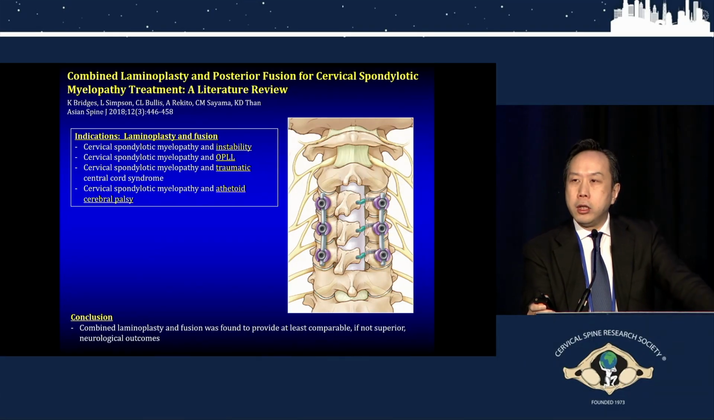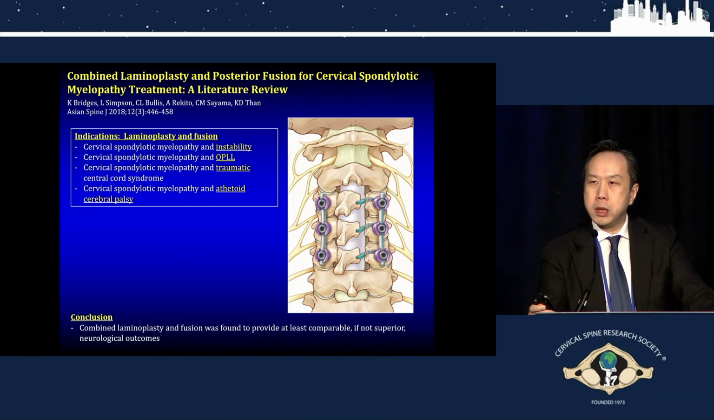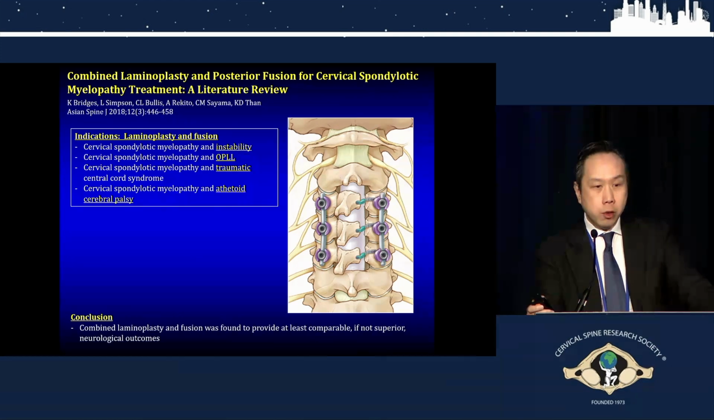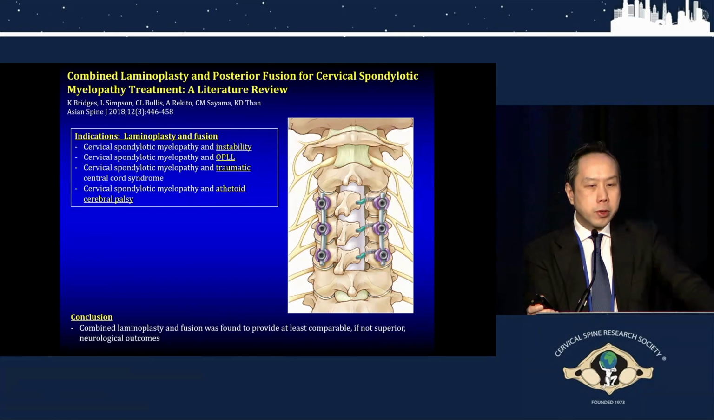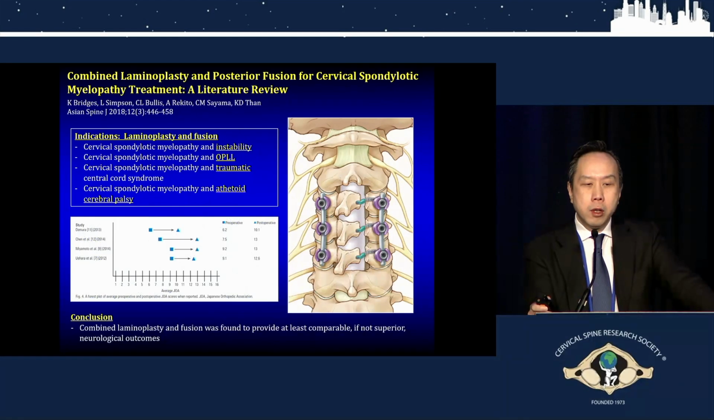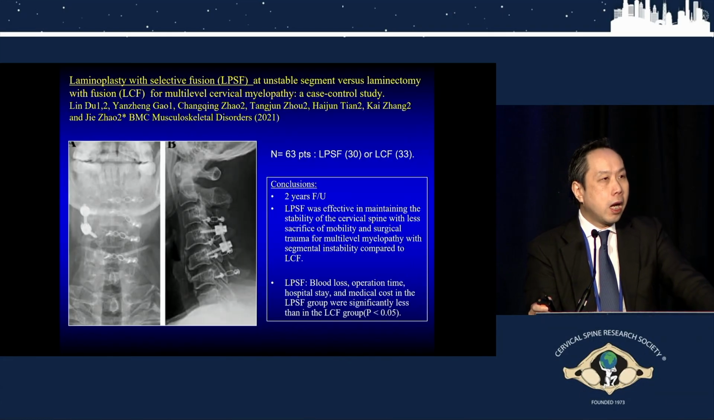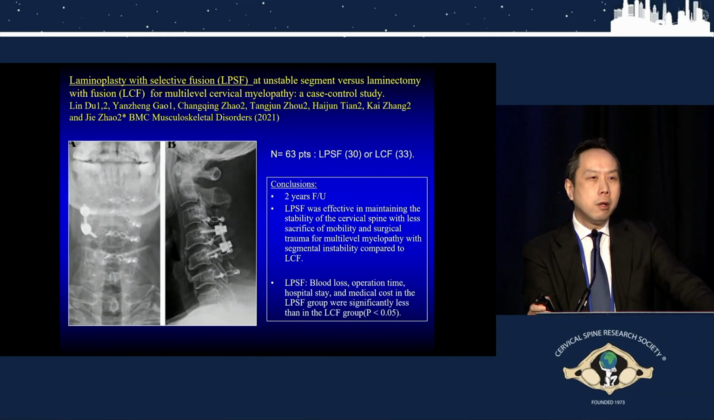In the reported literature, the current indications for laminoplasty and fusion have been mainly instability, trauma, maybe athetoid type of cerebral palsy, stenosis, again more instability, and of course some of them OPLL, with reasonably good outcome as quoted in their papers. Others have suggested using selective fusion within the laminoplasty to eliminate segmental instability problems to enhance the outcome.